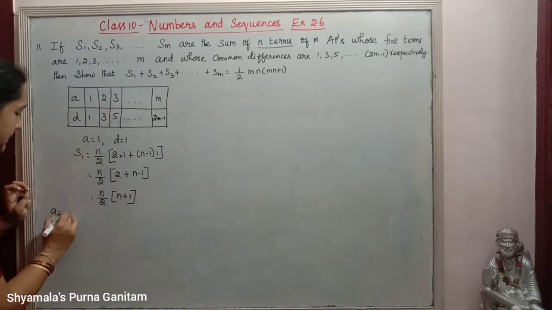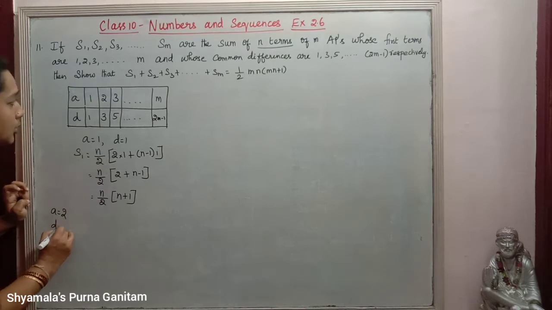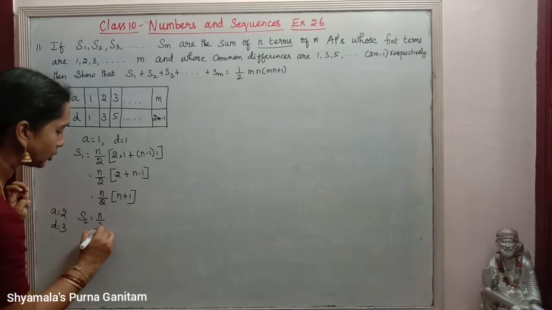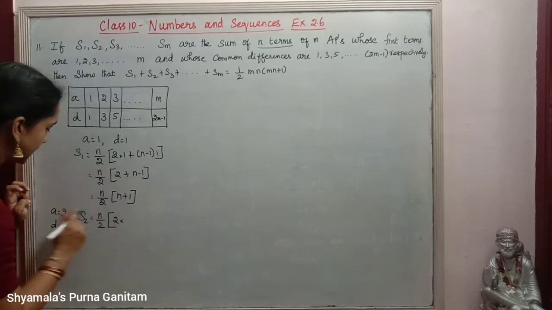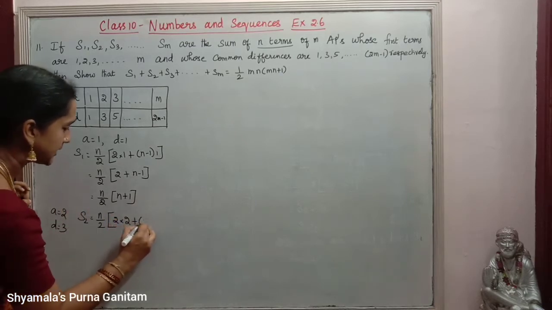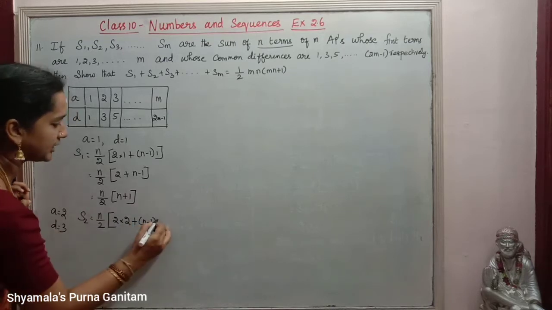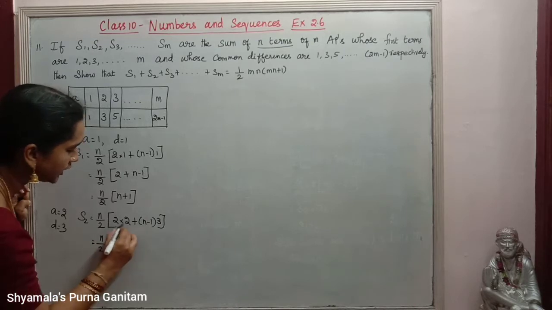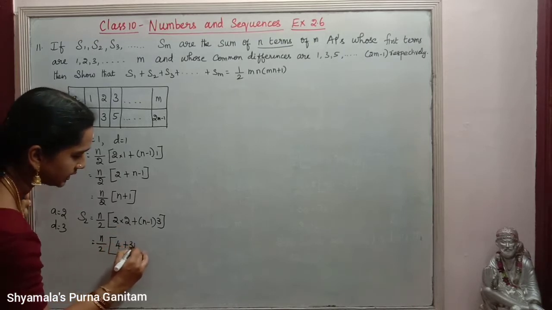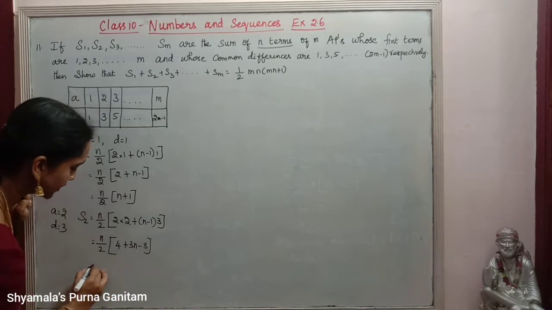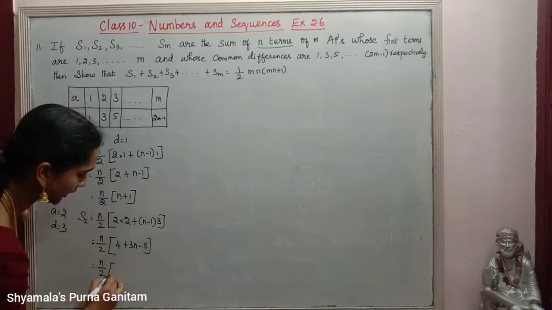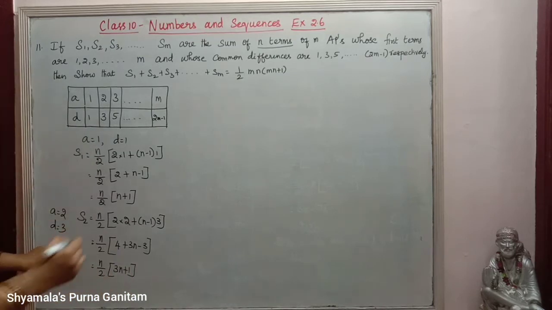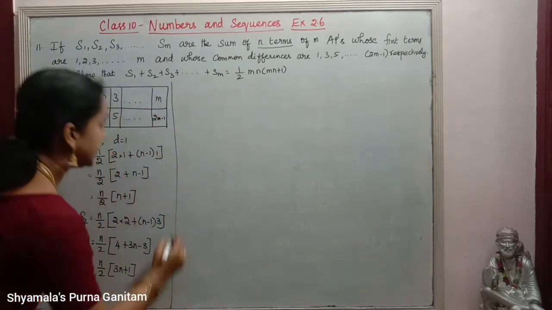Same way we have to do for S2 also. So A is 2 there and D is equal to 3. So S2 is equal to n by 2 into 2 into A, which is 2, plus n minus 1 into common difference 3. So this has to be simplified. So n by 2 into 2 twos are 4 plus 3n minus 3. So this is equal to n by 2 into 3n plus 1. So this is S2.